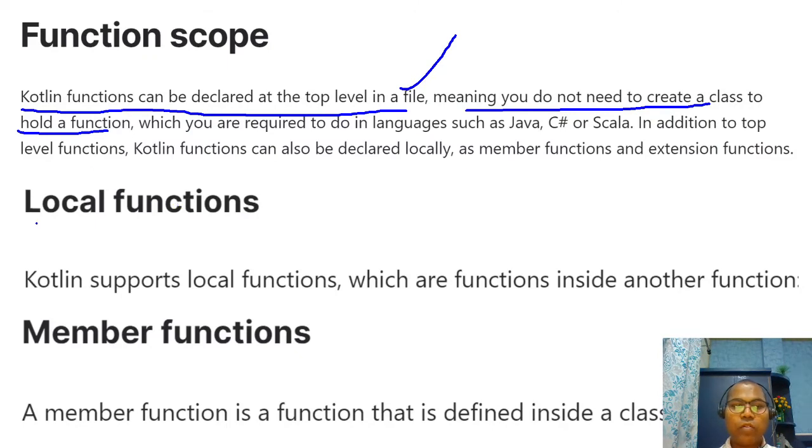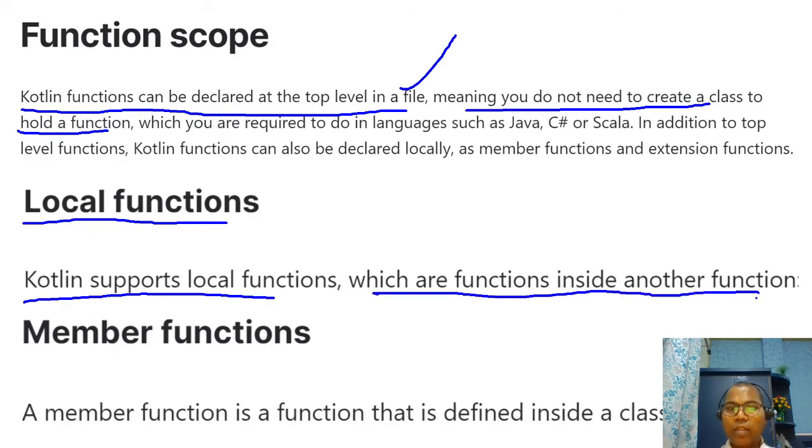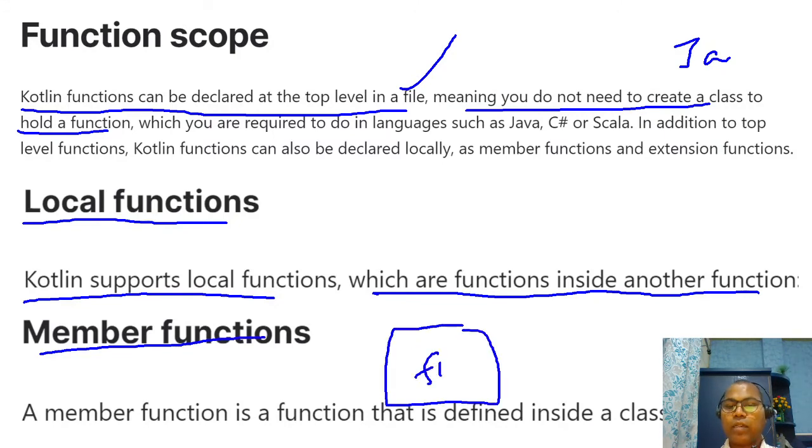Kotlin also offers local functions. Kotlin supports local functions, which are functions inside another function. You can write a function inside another function as well. Generally this kind of facility is not supported by Java and other programming languages. The member function is what Java supports. First you write your class, and in the class you can write a function, that is the member function. A member function is also known as a method. So where you are defining a function, the role is different.